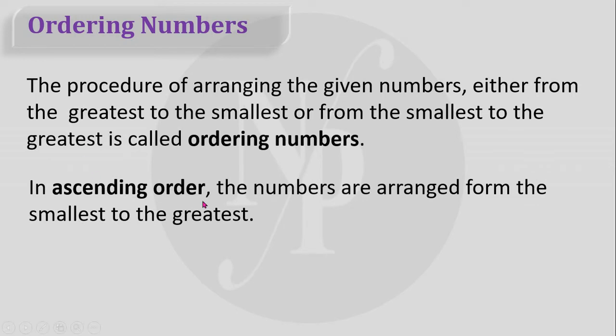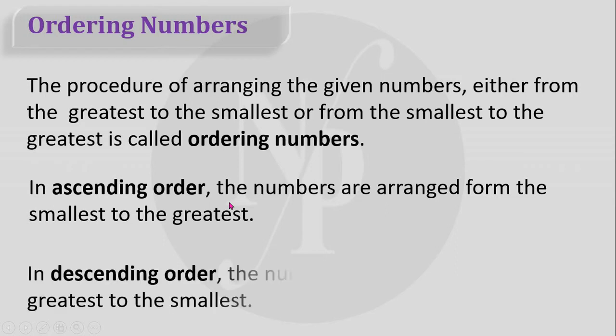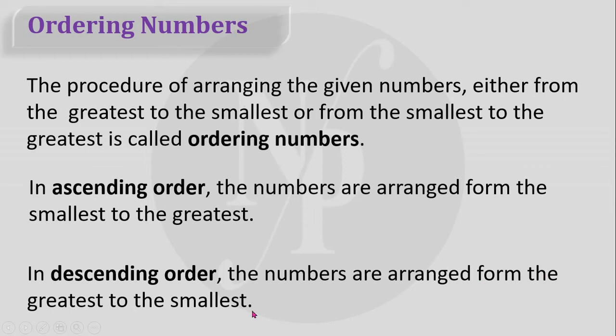In ascending order, the numbers are arranged from the smallest to the greatest. And in descending order, the numbers are arranged from the greatest to the smallest. Now let us take a few examples for both of these orders.